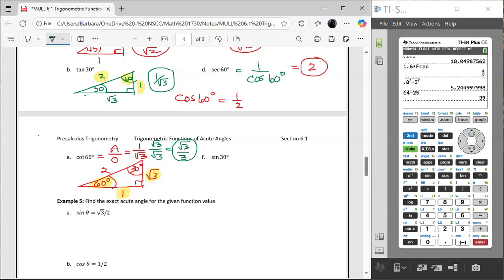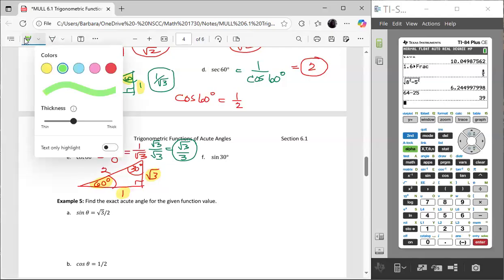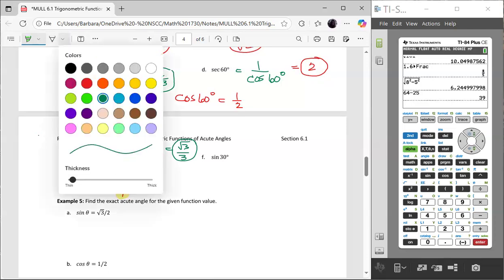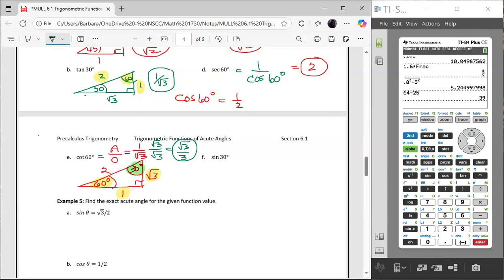For the sine of 30, I'll go ahead and use a different color highlighter. So the sine of 30 is, we know the ratio of the sides is opposite over hypotenuse. So the opposite of 30 is 1, and the hypotenuse is 2. So we get 1/2.